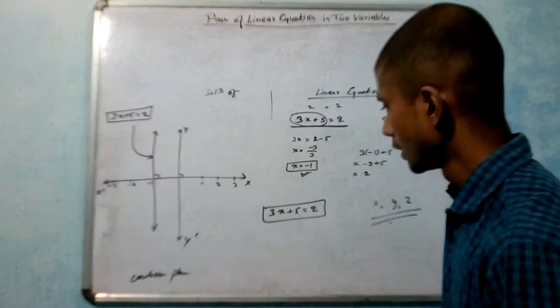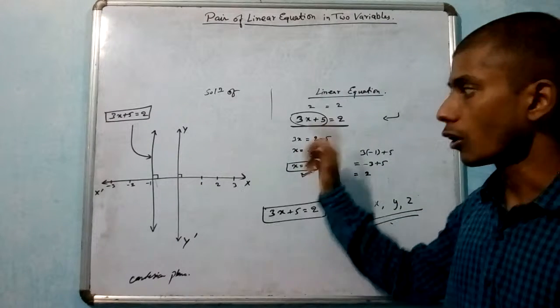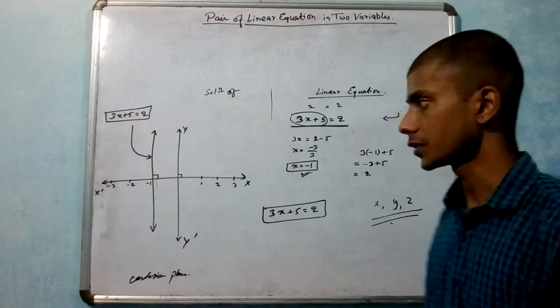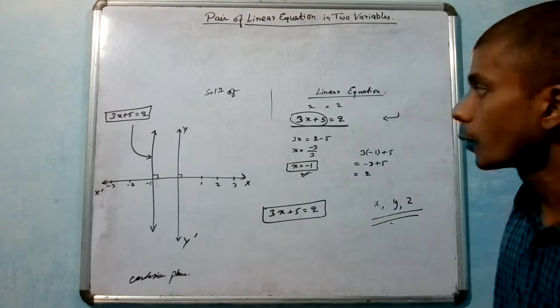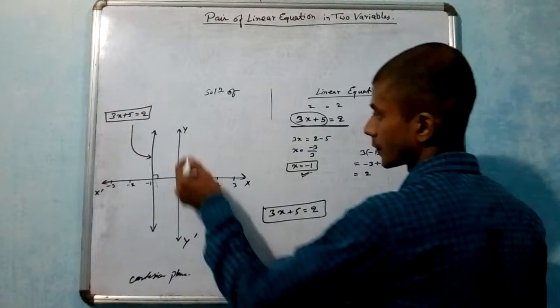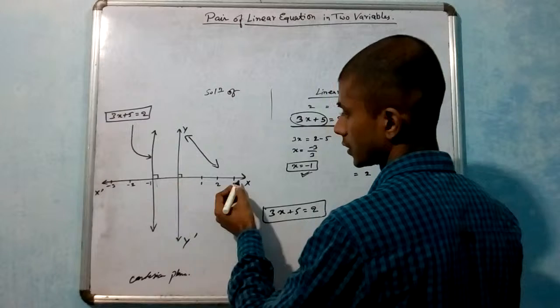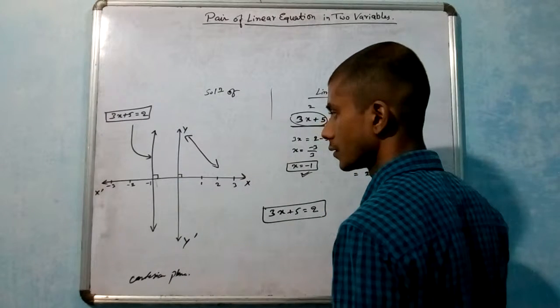So what I am telling is that a linear equation in one variable, if you represent it on the graph, will always give a line parallel or perpendicular to one of the axes. We will not get any oblique line making different angles with the axis. Okay, fine.